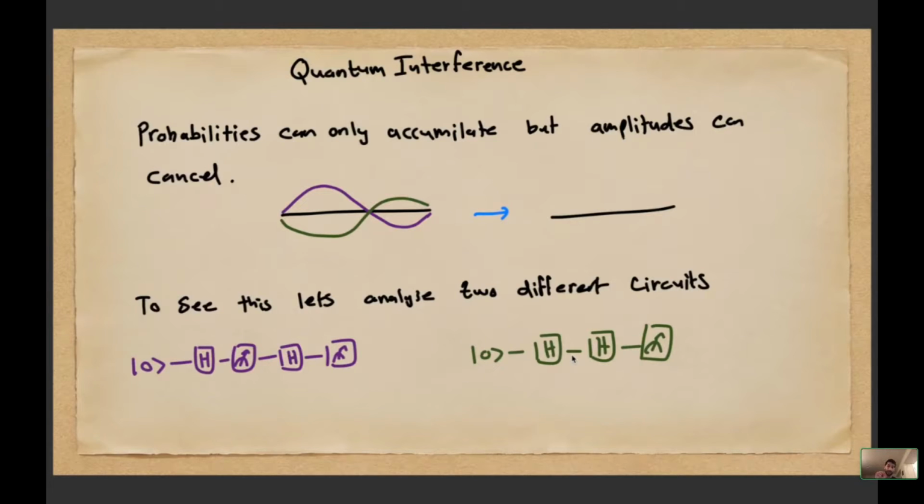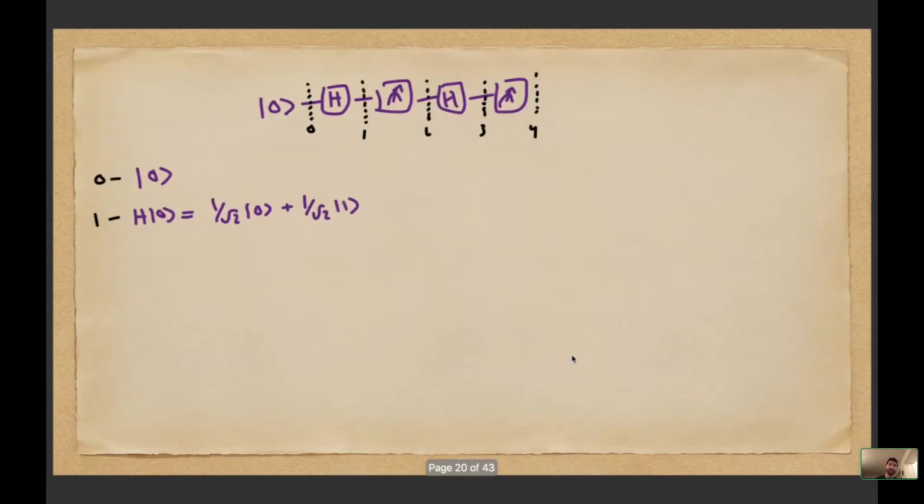This will also show us that measurement actually is important, that measuring in between a computation changes the computation, but we'll get to that later. So right now, we're just going to compute these two circuits and see what the outcome of these circuits are. Ready? Let's begin. Let's compute the first circuit.